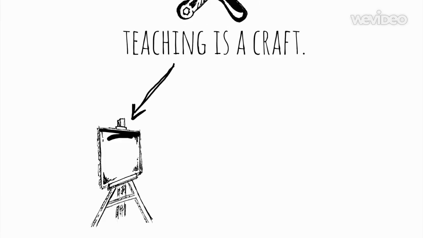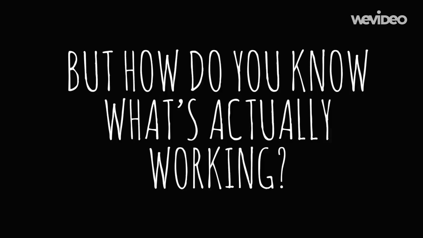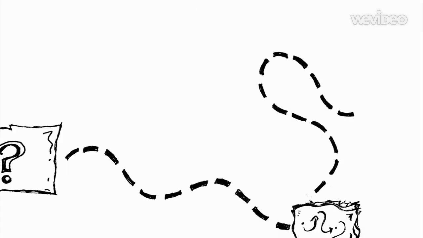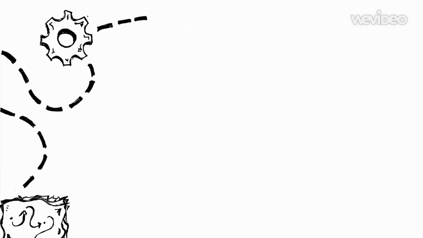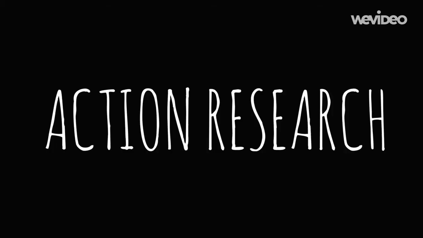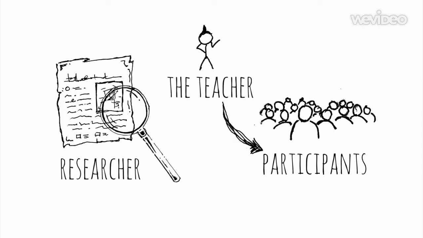Teaching is a craft. It's both an art and a science, which is why great teachers always experiment and make tons of mistakes. But how do you know what's actually working? Well, one option is action research. Here you can identify a question, test out a strategy, gather data, and determine if it works. The end result is something dynamic, innovative, and tied directly to your classroom. Action research dissolves the barrier between the participants and the researchers. In other words, the teacher actively participates in the situation while also conducting the research.